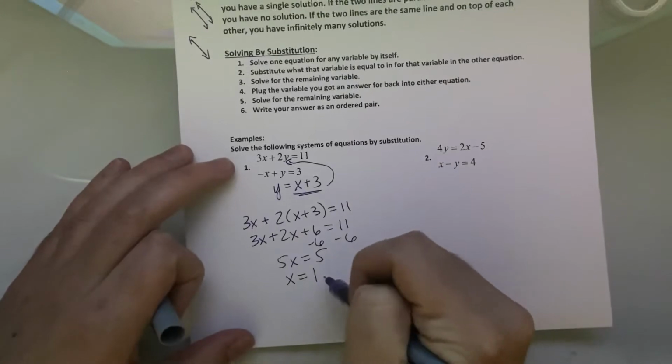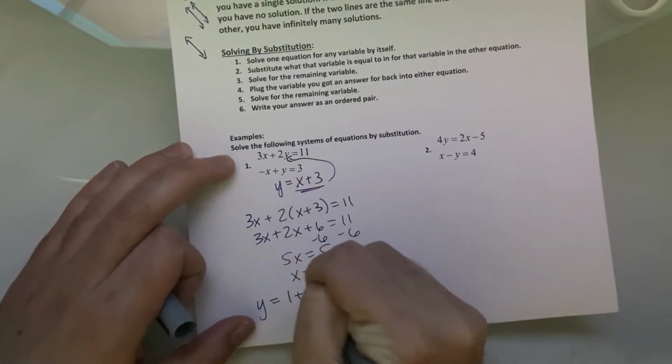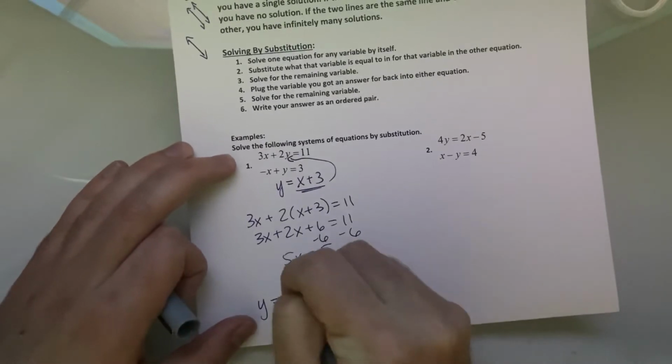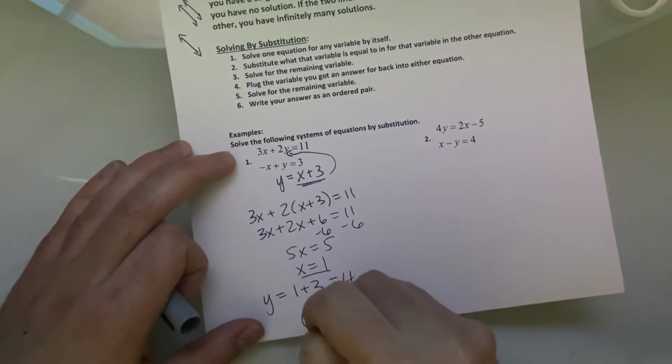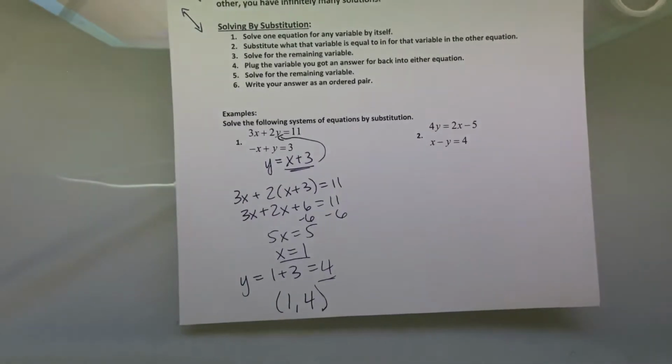To find what y is, we can plug 1 in. This equation's already solved for y, so y equals 1 plus 3, which is 4. And the solution as an ordered pair, we write it (1, 4). It's that easy. We'll get into more complicated ones as we go, but that's how it works for substitution.